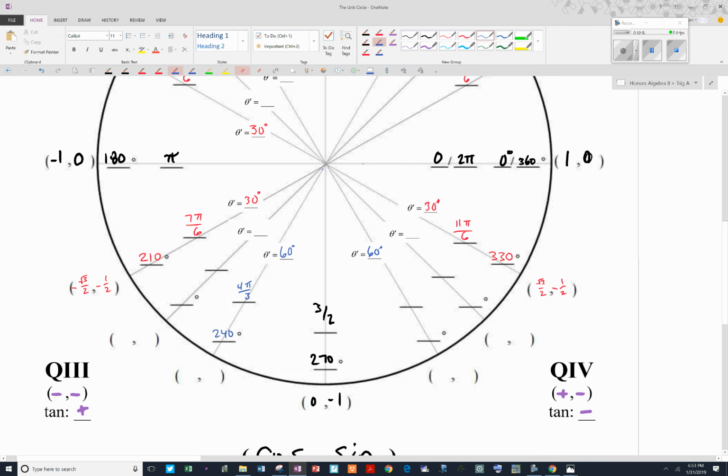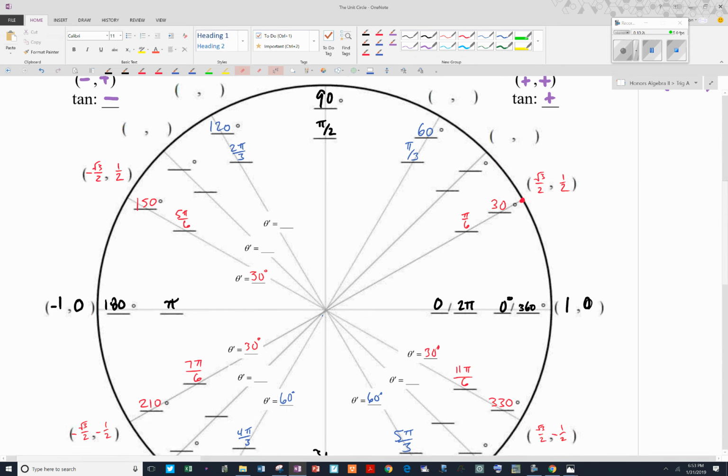There's my 60 degrees. But the standard position angle would be 60 degrees short of 360, which would be 300 degrees. And 2 pi minus pi over 3... I'm sorry, 2 pi is 6 pi over 3. So I'm pi over 3 short of that, I'd be at 5 pi over 3. There we go. All right, now I'm going to worry about those values.